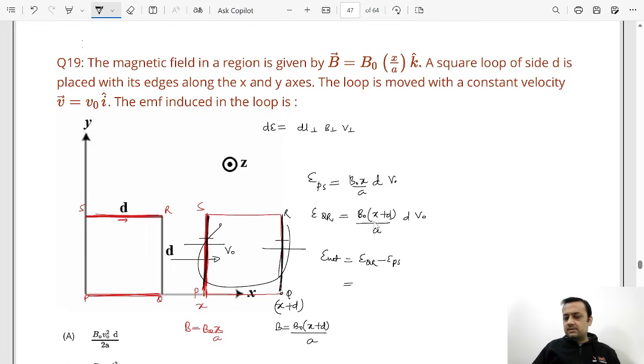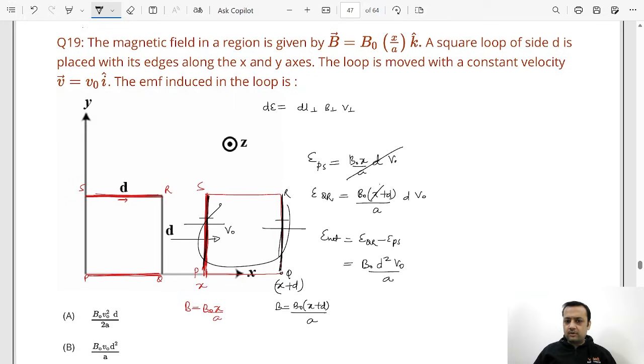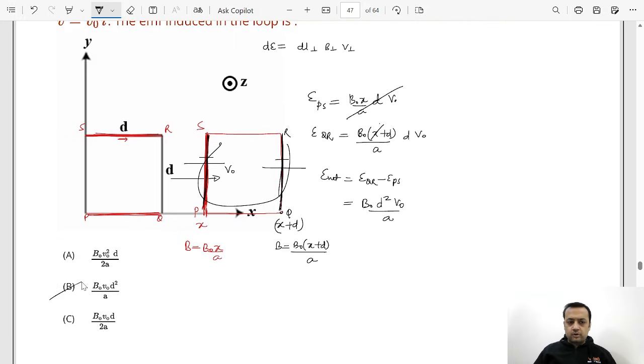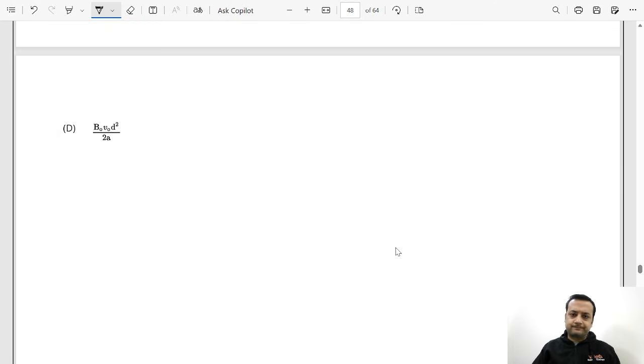The moment you do this, E of QR minus E of PS, you can see that the B naught x by a, d into v naught term will cancel out, and you will be left with B naught d square v naught upon a. So you can observe that the position of the square does not matter. Anywhere it is on the x-axis, the value will come out the same: B naught d square v naught by a. So option B will be the correct answer for this question. All right, now let us see the next one.